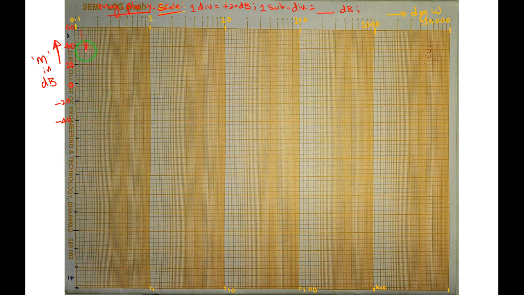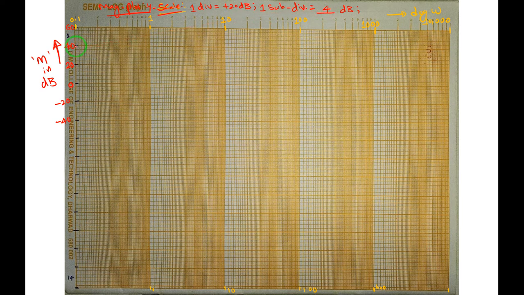Now you came to know that one main division is 20 dB. 40 to 60 is 20 dB, 40 to 20 is 20 dB. And between one division, there are totally 5 subdivisions. You can observe here, 40 to 60. If I go to one subdivision, what is the reading? Totally 5 subdivisions are there. 4 dB, sir. 4 dB, because 20 divided by 5, because 5 subdivisions are there. So 20 dB divided by 5 means 4 decibels. One subdivision is 4 decibels.